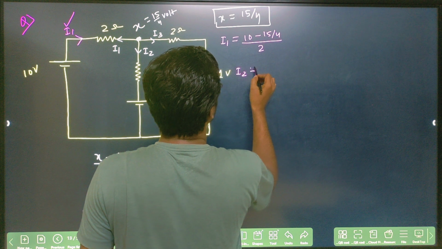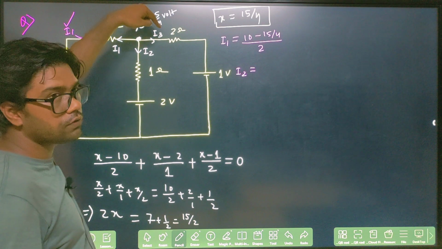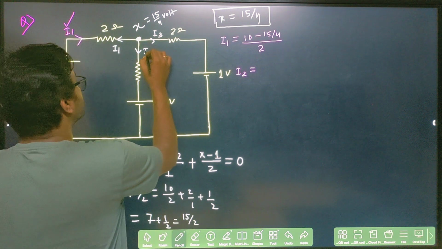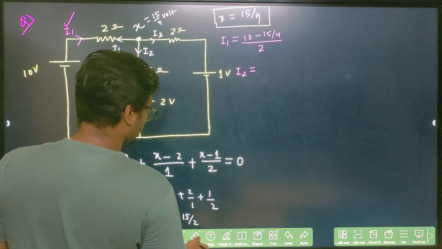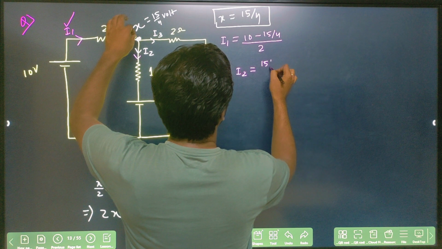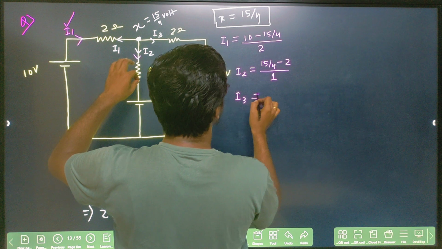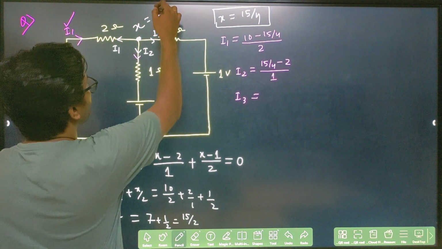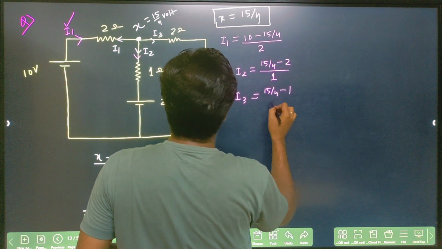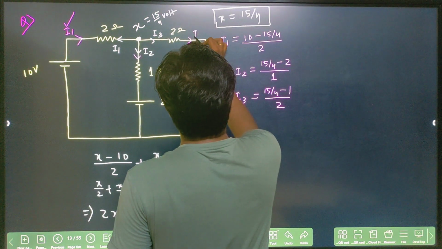Similarly, how much will I2 be? You will say this is 2 volt, this is 15 by 4. 15 by 4 volt is bigger. So the current will flow along this direction. This is the correct direction. So I2 will be along this direction, so I2 will be (15 by 4 minus 2) divided by 1. How much will I3 be? I3: 15 by 4 is greater than 1 volt, so 15 by 4 minus 1, divided by 2. These are the correct ones, so you can calculate. So this is your I3 direction also, the same direction.